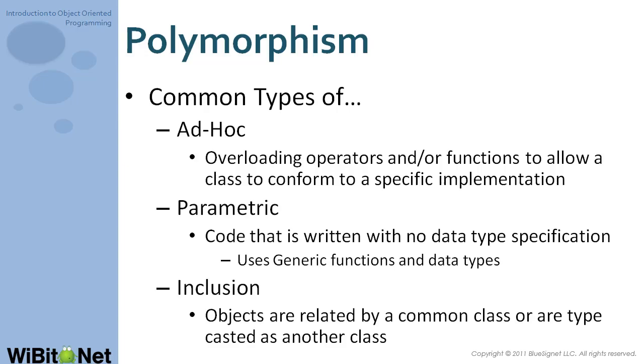We also have parametric polymorphism, which is code that's written with no data type specification, kind of like you were talking about in Perl, where you have the objects and you expose what you want to be comparable, and you just run with it. Everything is the same thing no matter what it is. And then you have inclusion. Inclusion is where objects are related by a common class or are typecasted as another class. So you can compare them by typecasting them into similar objects, and that typecasting process will call methods that will convert the object properly.